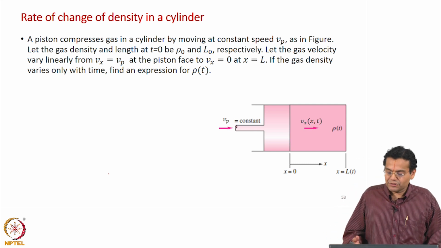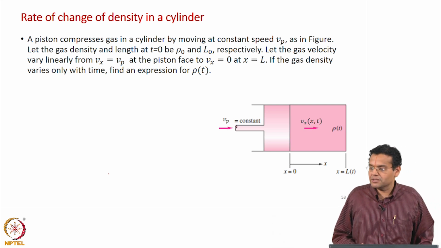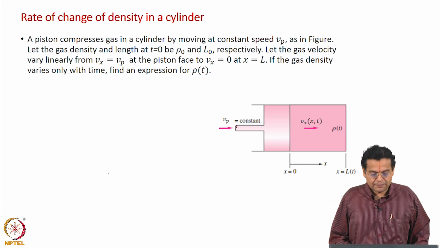Of course, we are considering a gas here, and you have a piston which moves at a constant velocity Vp. Okay. So, let us read the problem. A piston compresses gas in a cylinder by moving at a constant speed as shown in the figure.